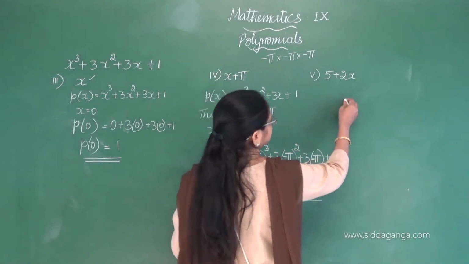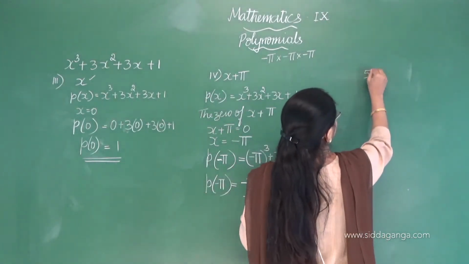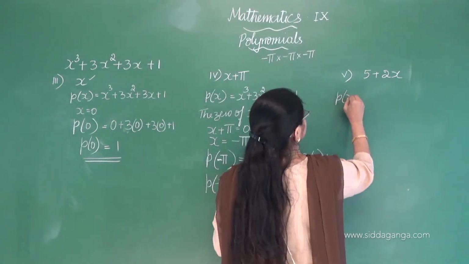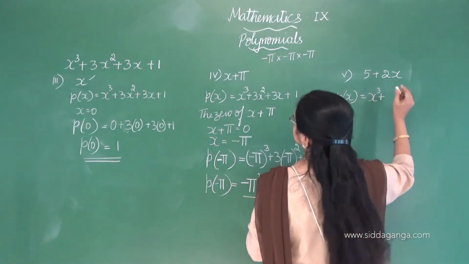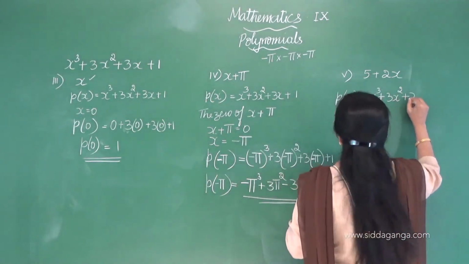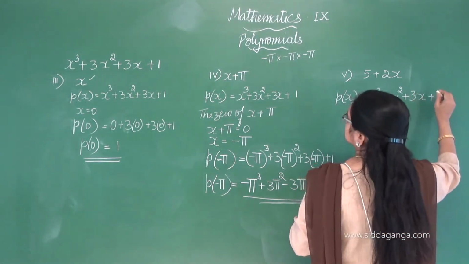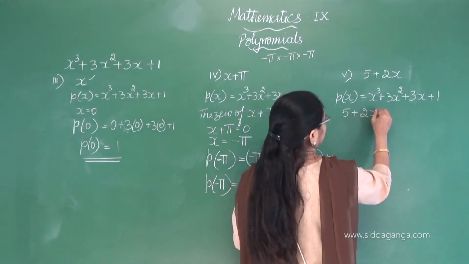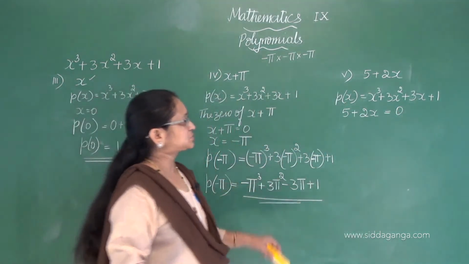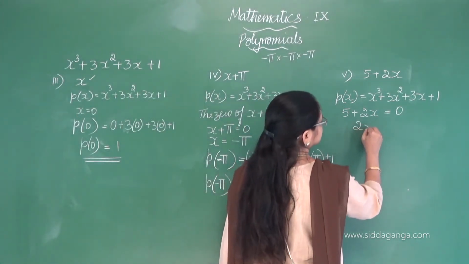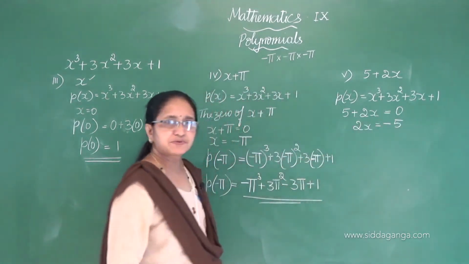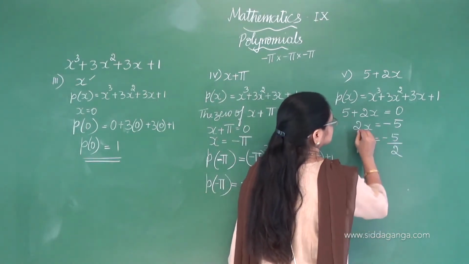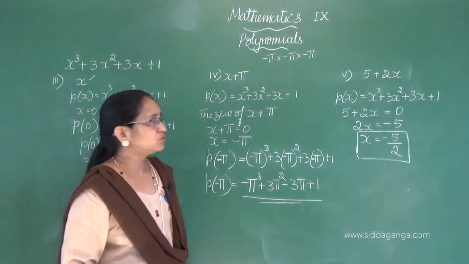5 plus 2x. So here this is the fifth one. Now again I will take p of x is equal to x cube plus 3x square plus 3x plus 1. Now to find the zero, what will you do? Equate it to 0. 5 plus 2x is equal to 0. Now 2x is equal to minus 5, transposing plus 5, it will become minus 5. Now x is equal to minus 5 by 2. So for this value we have to find out now.